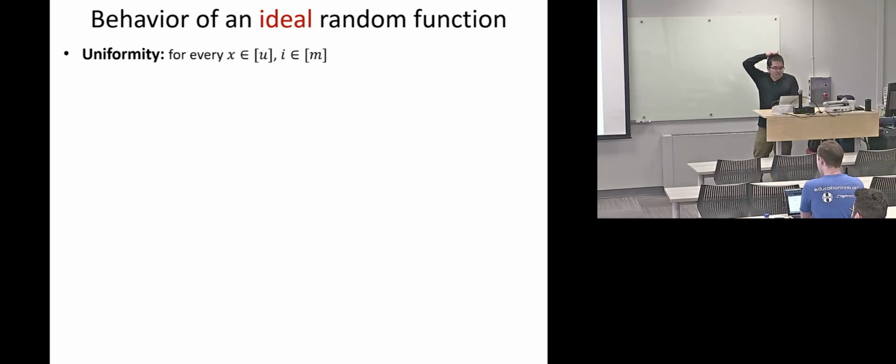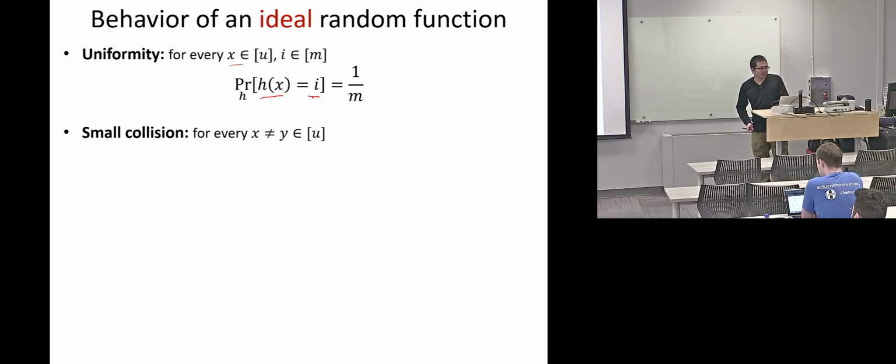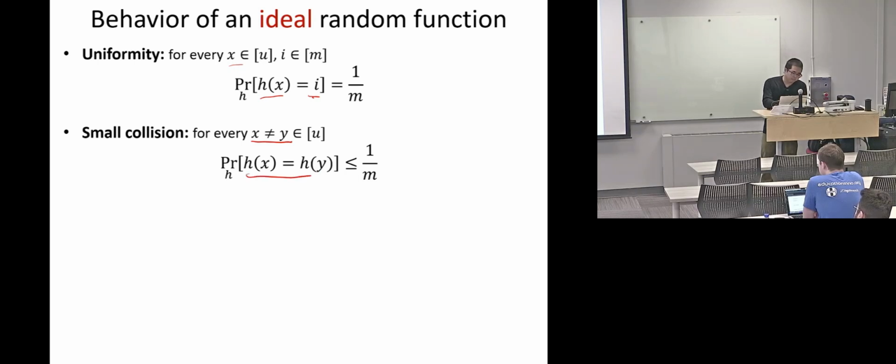But what is the behavior of a random function? Well, you can list a bunch. One is that for each element x, it should be mapped to a number i uniformly. What else? Small collision. If there are two different elements, then they map to the same place with probability 1/m. This is true as well for a random function.